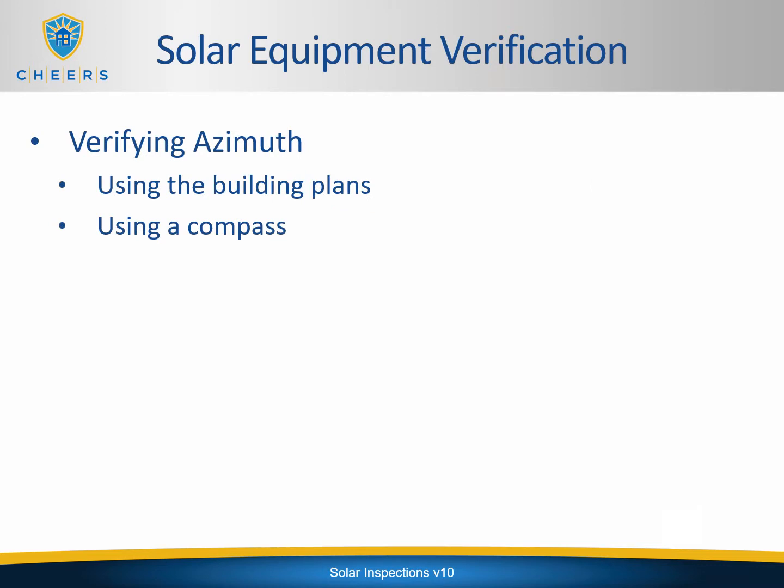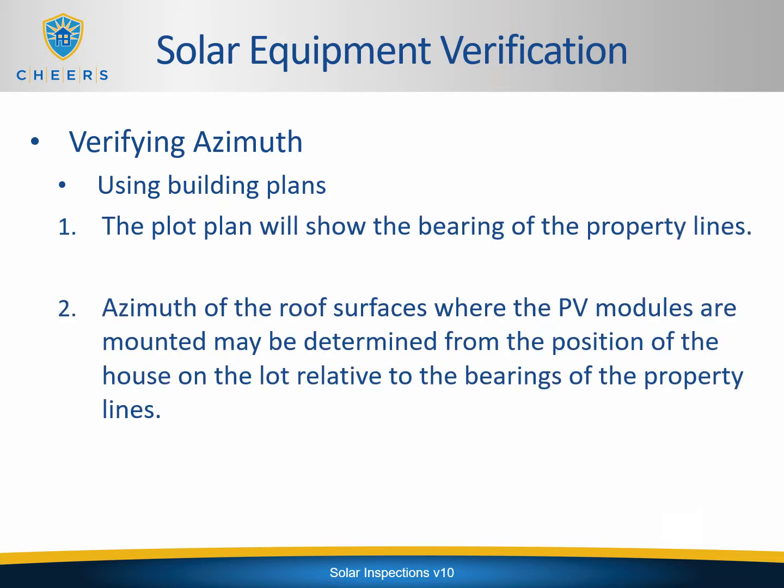There are two ways in which you can measure the azimuth of the array. The first is to use the building plans. The second would be to use a compass. To use the building plans, you will need to have a plot plan that shows the bearing of the property lines. Azimuth of the roof surfaces where the PV modules are mounted may be determined from the position of the house on the lot relative to the bearings of the property lines.